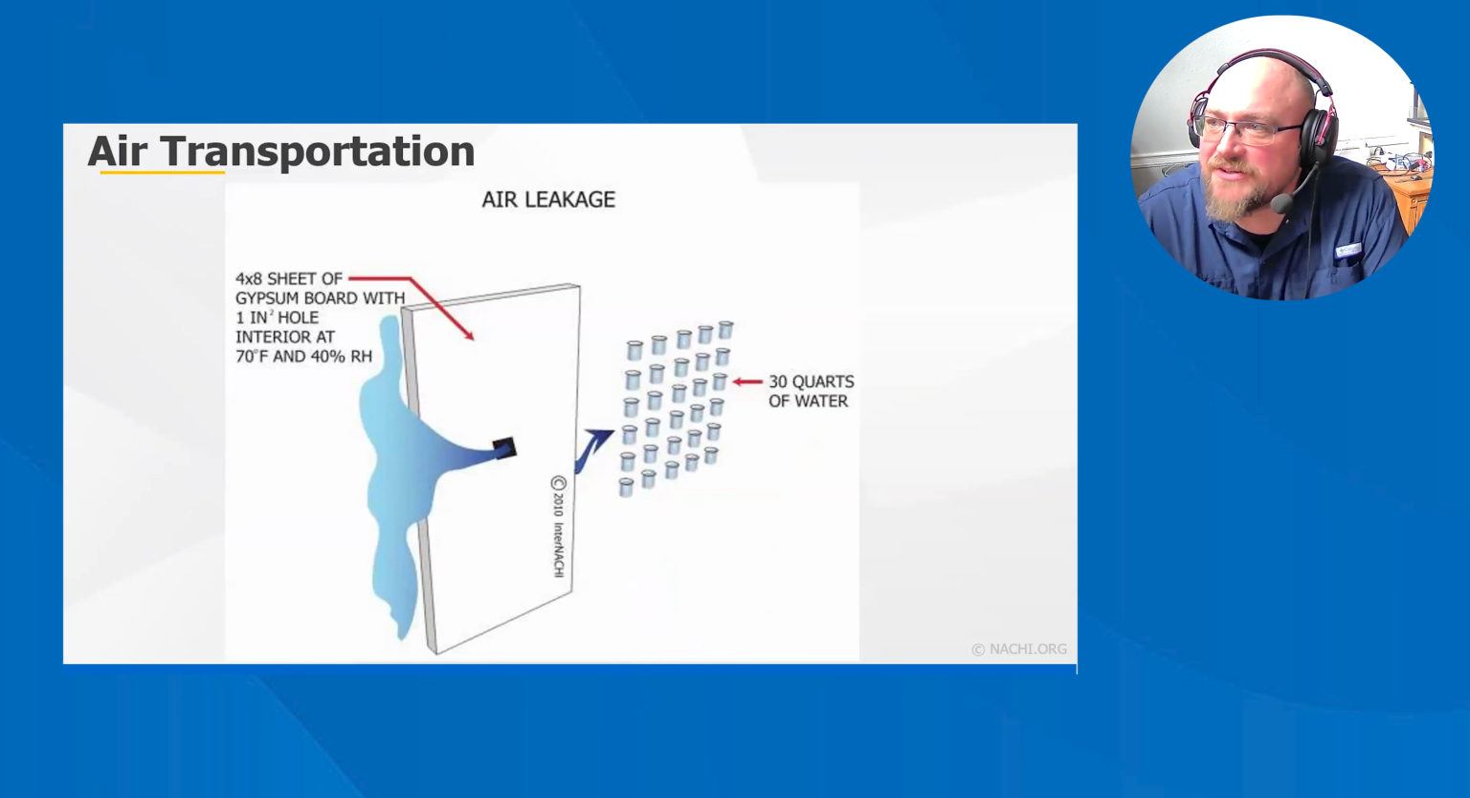Diffusion is an important factor to understand, but diffusion is a slow process. Air, however, can move and flow quickly and in large volumes. Air transportation accounts for more than 98% of all water vapor movement in building cavities. Air naturally moves from a high pressure area to a lower one by the easiest path possible, generally through any available hole or crack in the building envelope.